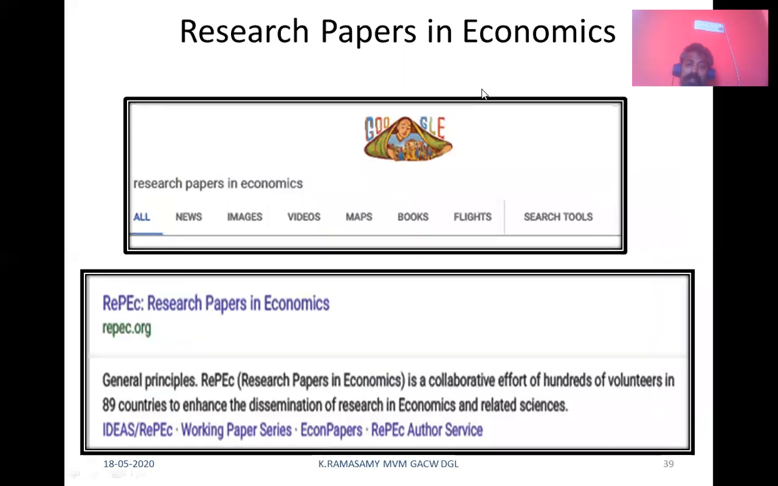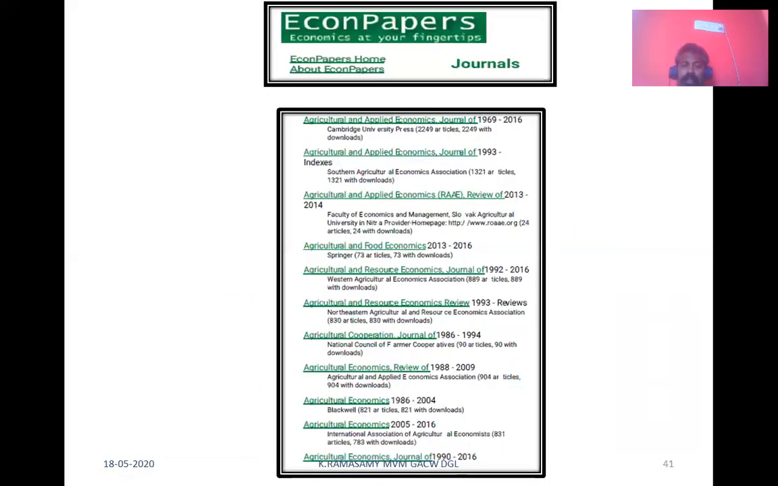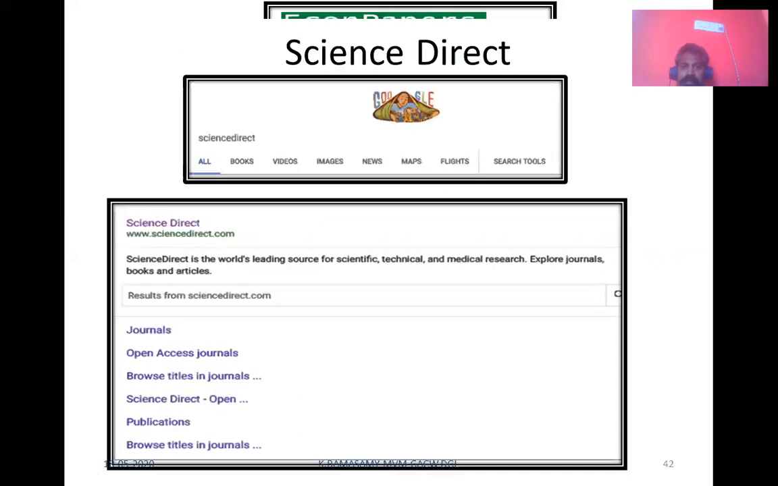Then there's a special aggregator for economics, RePEc, research papers in economics. You can see here we have content from 89 countries, and around 2,300 journals in economics are covered in a single platform. You can go and search. And this is the list of journals we have in RePEc, a good number of collections on economics.